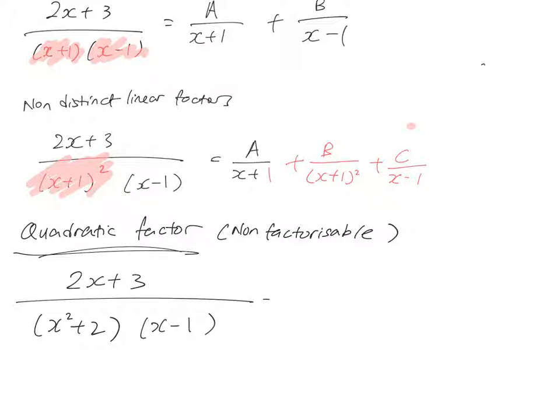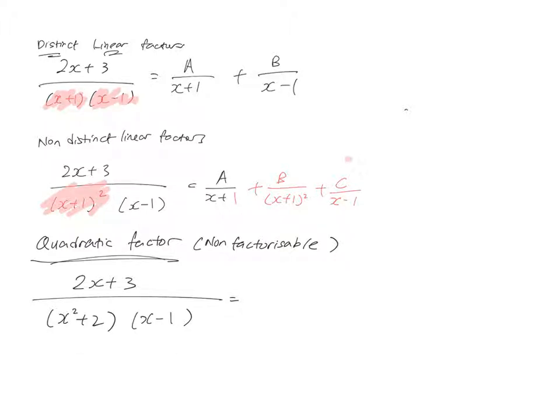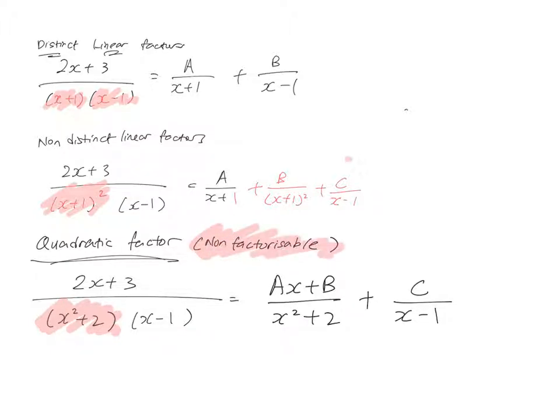So how do you break out or decompose the partial fraction? With reference to this one, we write (Ax + B) over (x squared + 2), because if you divide by x squared + 2, you may get a linear term, plus C over (x − 1). I stress that this one must be non-factorizable. What do I mean by factorizable?